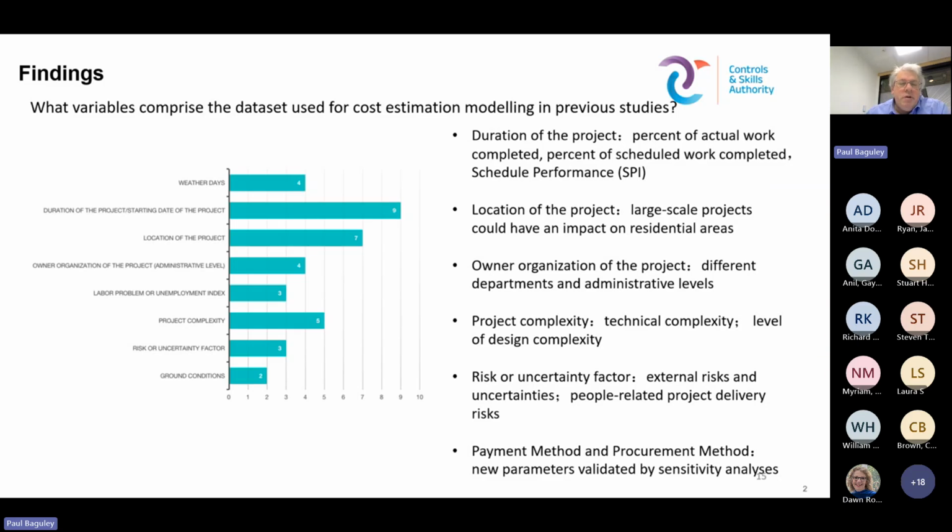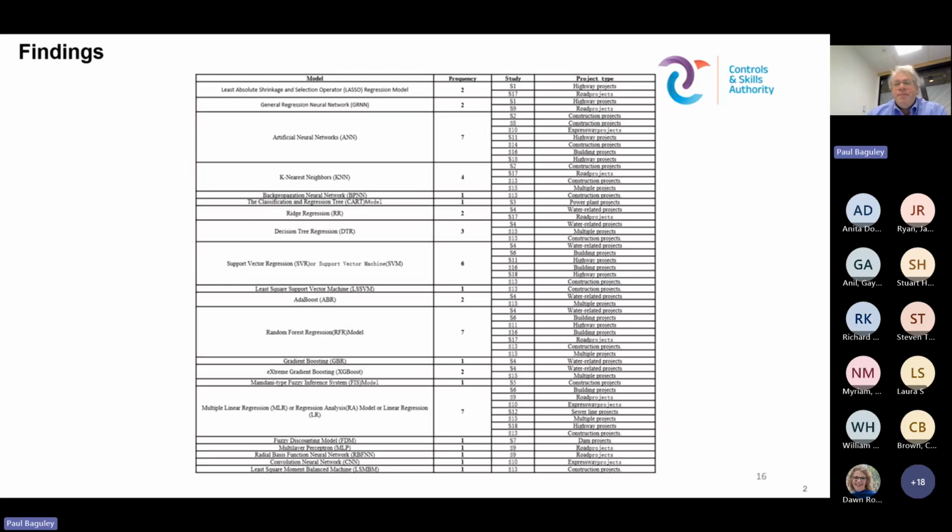The risk or uncertainty factor might include the percent complete. Right, so you can see there's a contrast there.